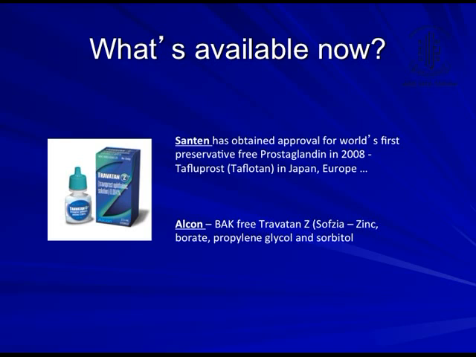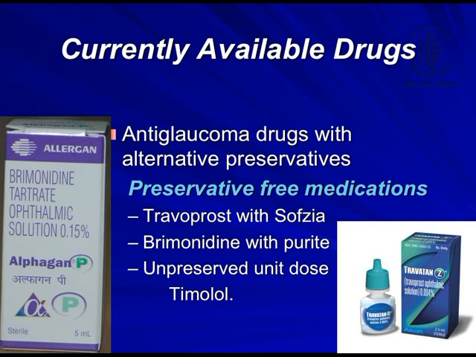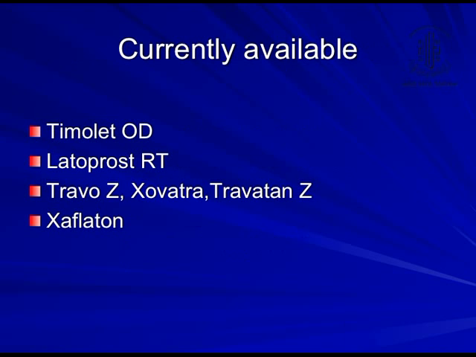Some preservative-free drops are not available in our country, but some companies are making them; Alcon is making one in our country. This is preservative free, and of course, Alphagan P is another option. Other currently available preservative-free drops are Timolate, OD, and RT. But even though they are available, we don't know about their efficacy in controlling the intraocular pressure. That also we have to keep in mind.